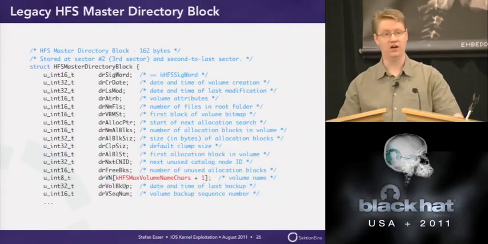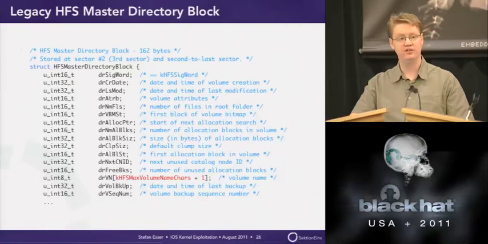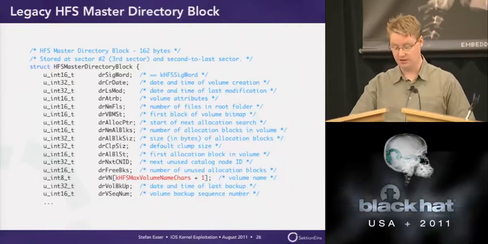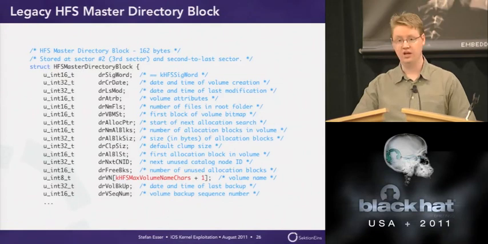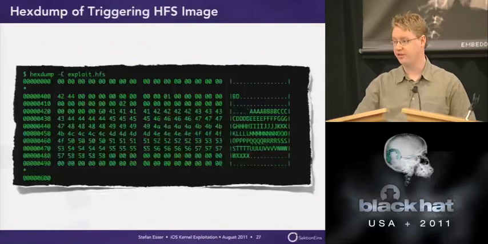So how do you trigger this bug? What you need is a HFS image. And this is the header of an HFS image. It's actually inside an image at the third sector. And you can see there's one character array, which you can see because the size is in red. And this is basically the name. Well, we can just ignore that. You take a hex editor and create your image.